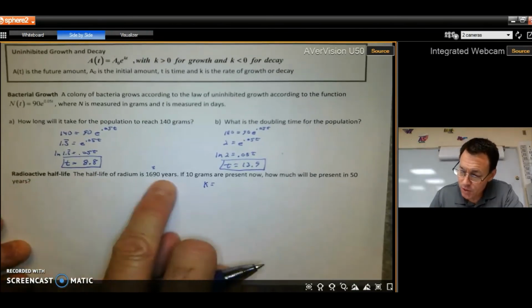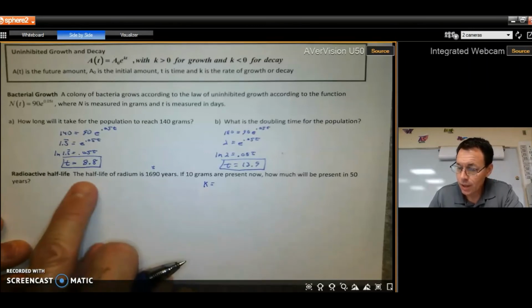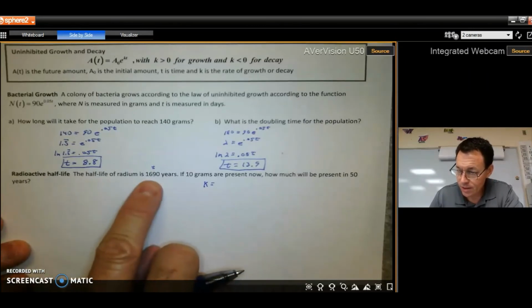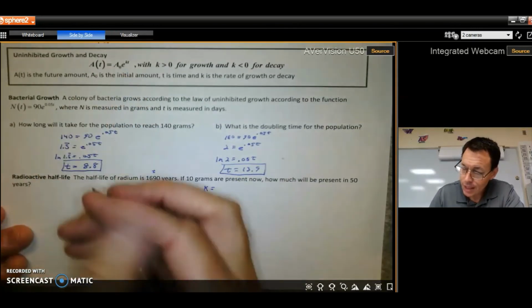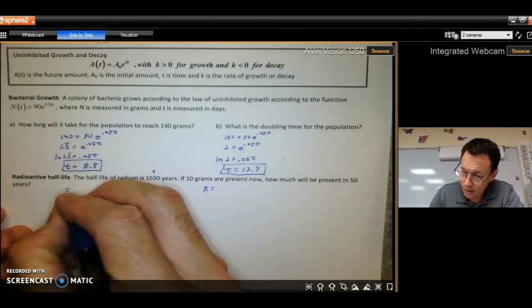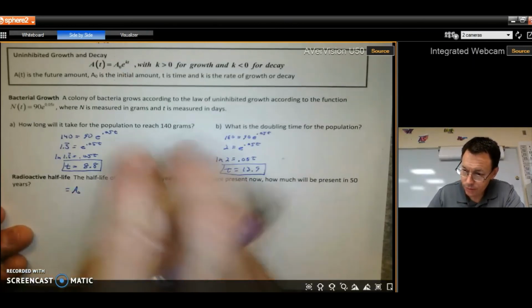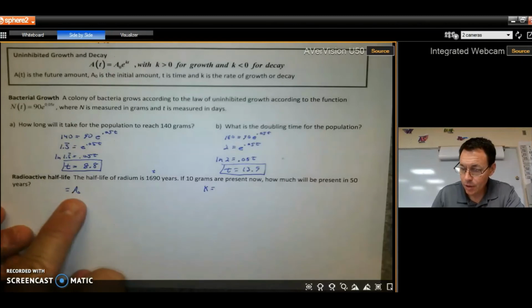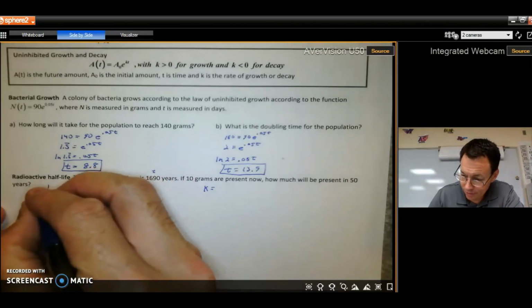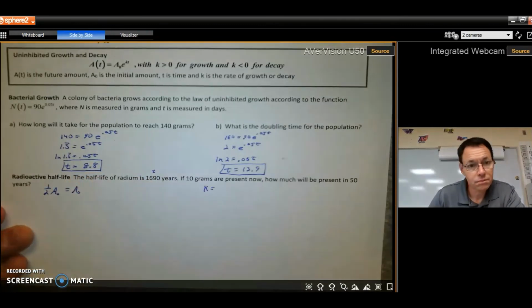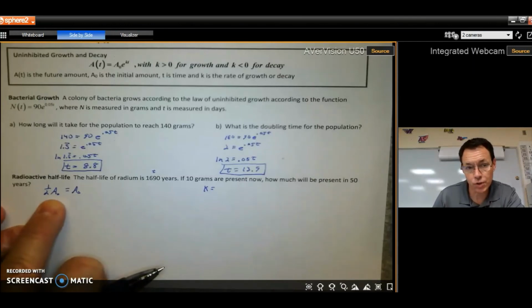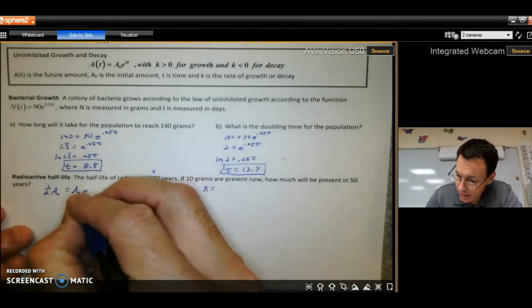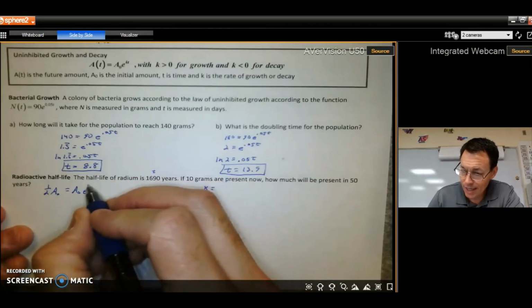The first thing we have to do is figure out the decay rate. So the half-life is 1,690 years. So using this formula, the amount that I start with, that's what this is. I'm going to start with a certain amount. I am going to end up with half of that amount. That's what a half-life would be. Whatever I start with, I'm going to have half of that over a certain amount of time. E to the, and then I've got a K and a T.